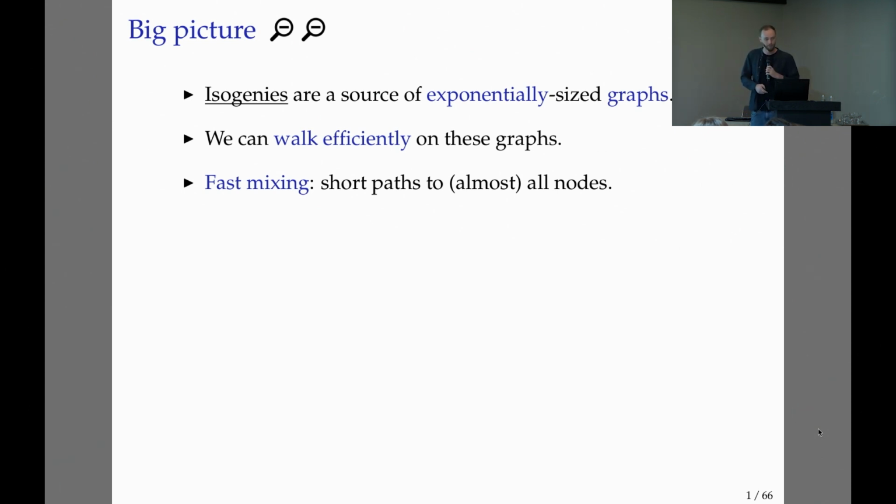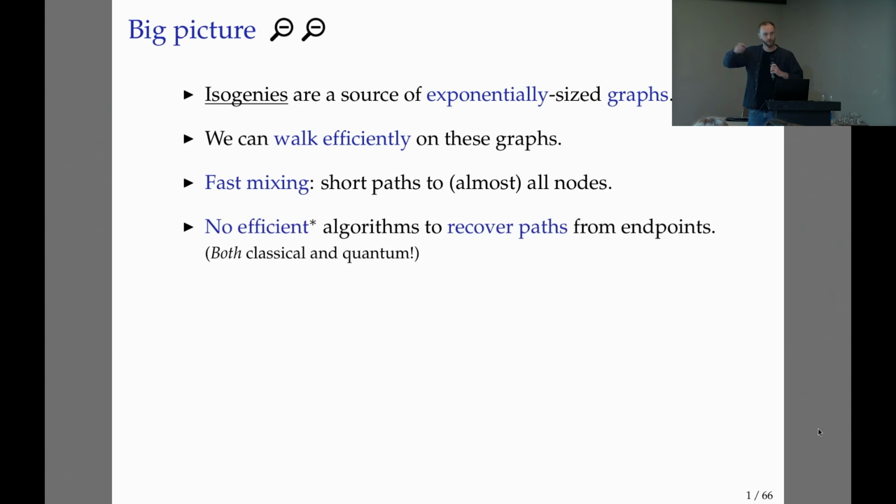But given two nodes in the graph that you can find by taking a walk, for example, it should be hard to find a path between these things, right? So that's also why we need many nodes in the graph. And this, apparently, for some choices of these graphs, also holds for quantum algorithms, which is nice for post-quantum cryptography.